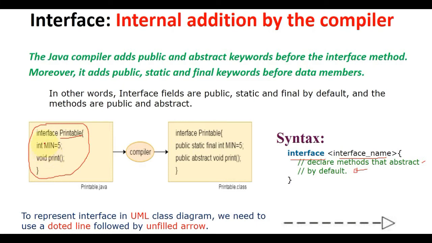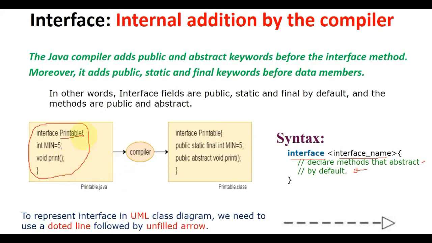Here the interface name is Printable, and there is a data member of int type, min equal to 5, and a method of void type, print. But as you can see, after print there are no curly braces, as an interface does not have a method body. After the method we use a semicolon.